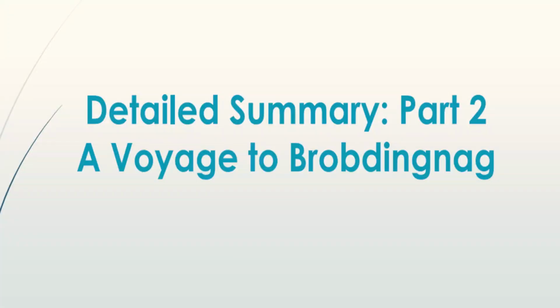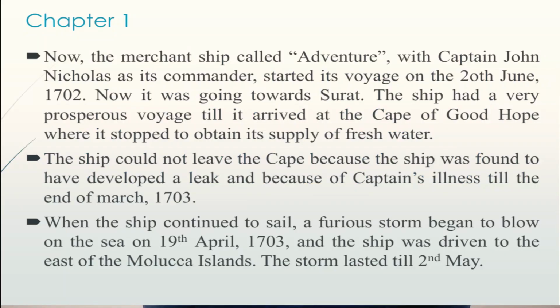So part 2 is a voyage to Brobdingnag. Chapter 1. Now the merchant ship called Adventure, with Captain John Nicholas as its commander, started its voyage on the 20th June 1702. Well, in this voyage the name of the ship is Adventure.